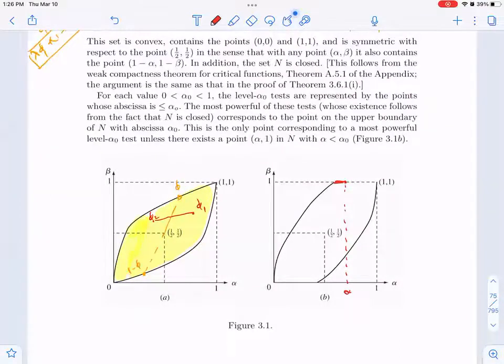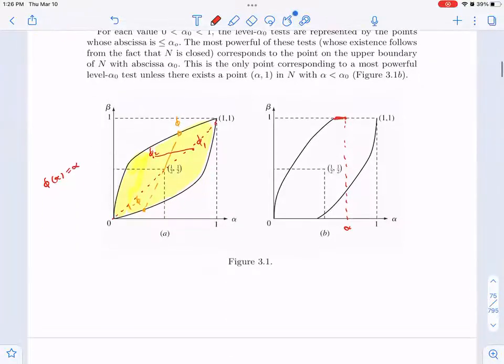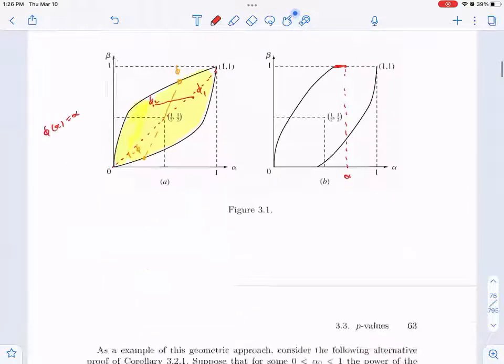This picture allows you to reason a lot about these hypothesis testing problems. Again, as I mentioned, this line that passes through corresponds to the test that's just identically equal to alpha. Okay, any question about this?